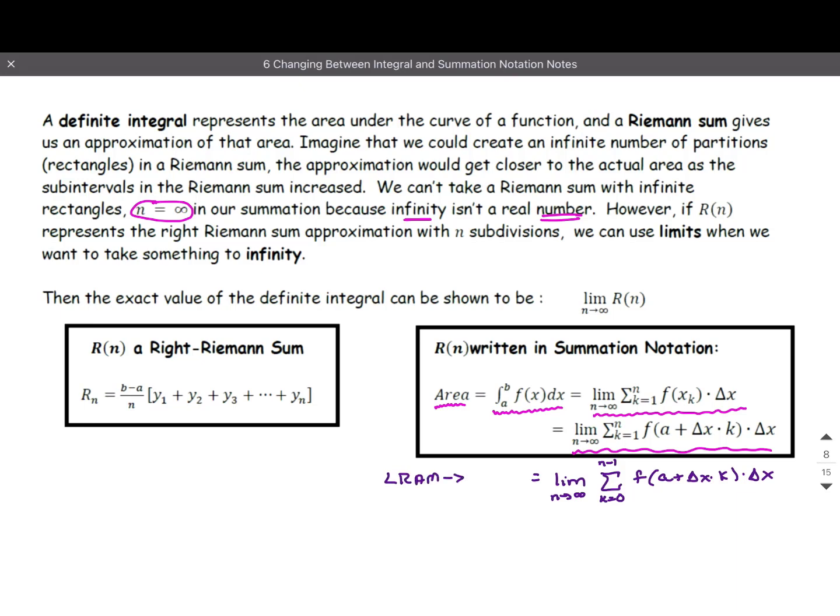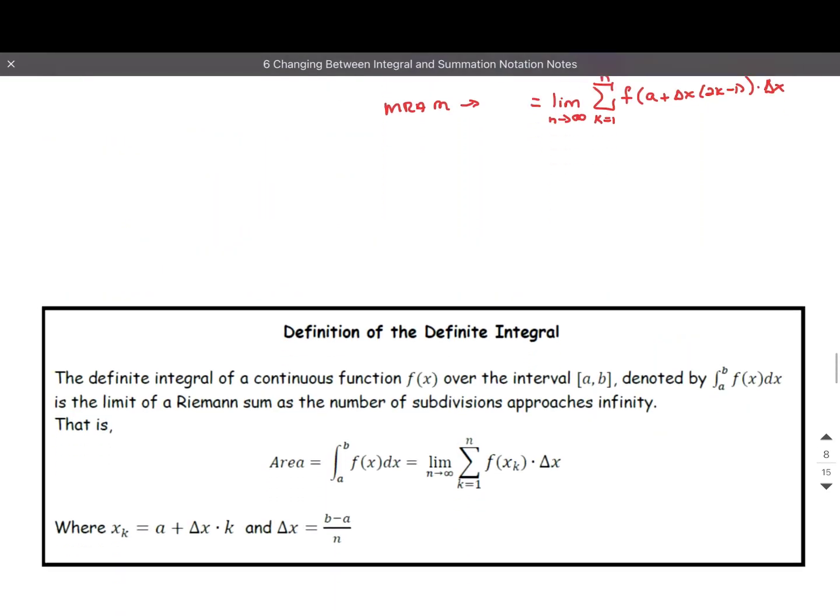And I know that it's equal to the limit as n approaches infinity of the summation as k goes from 1 to n of f of a plus delta x times 2k minus 1 times delta x. That's if I used my MRAM. They are all the same thing.